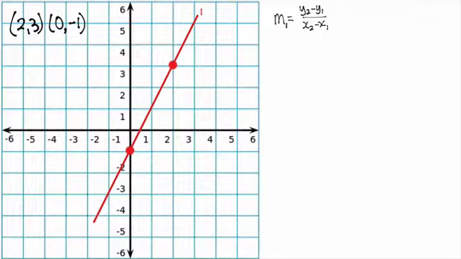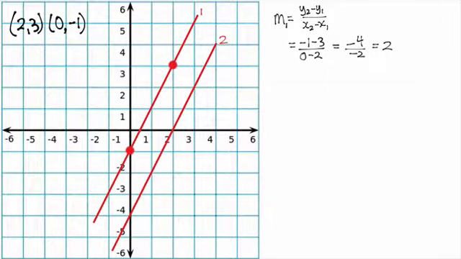I could use my gradient formula that says the gradient is y2 minus y1 over x2 minus x1, using these as my x1 and y1, x2 and y2 values. And if I substitute them into that formula, I would get a value of 2, which is encouraging because that's what I worked out using the rise over run method as well. So the gradient is 2.